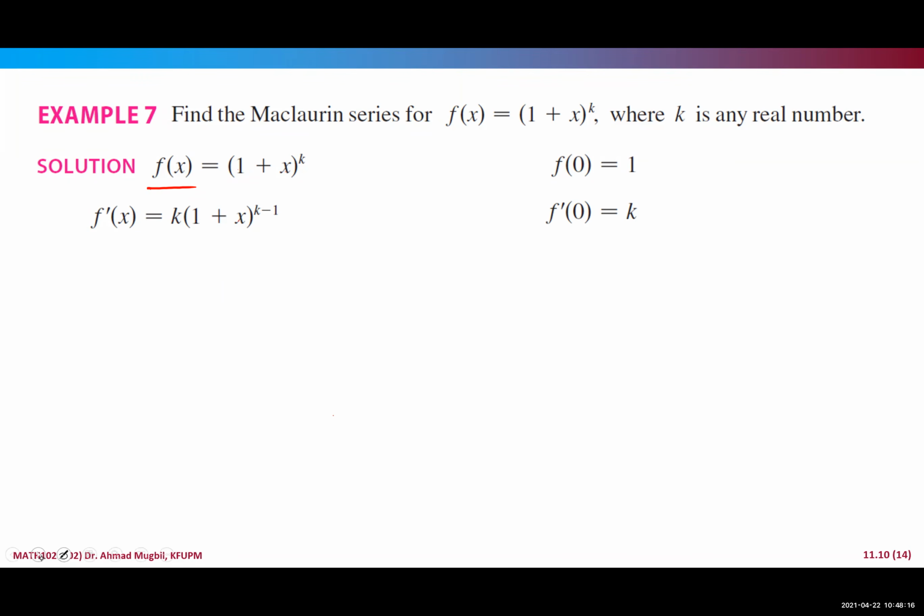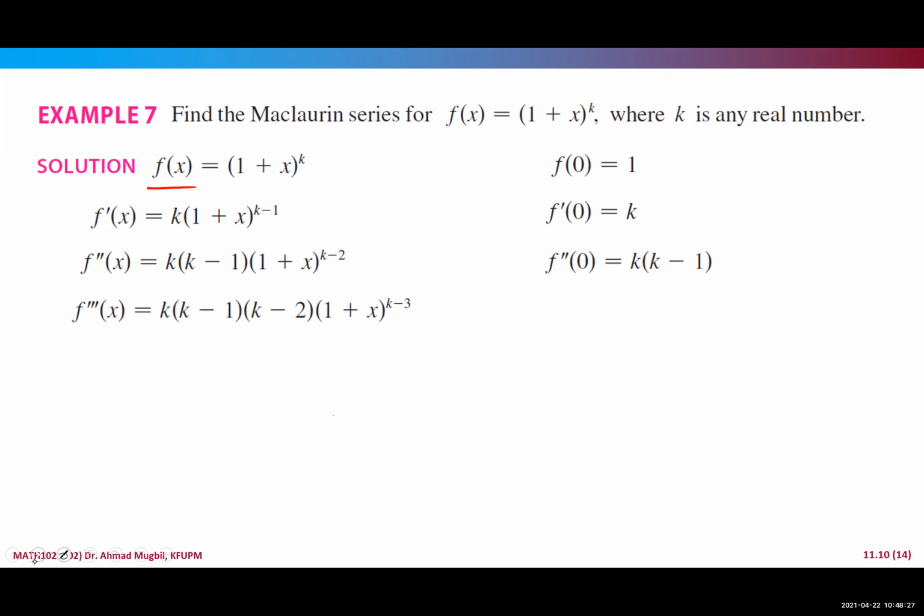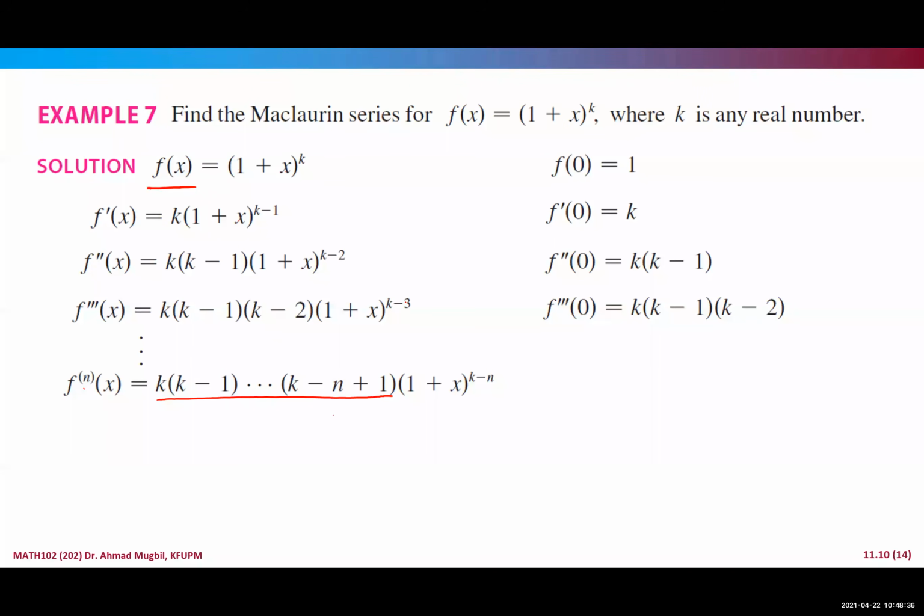You have k. The second derivative, evaluated at 0, will be k times k minus 1. This will be 1. The third derivative is k times k minus 1 times k minus 2. Now, if you find the nth derivative, it will be like this. Notice, Shabab, here you have k minus 3, k minus 2, so it will be k minus n. Here you have k, you will stop at 2. So also here you will stop at the number before n. So it will be k minus n plus 1.